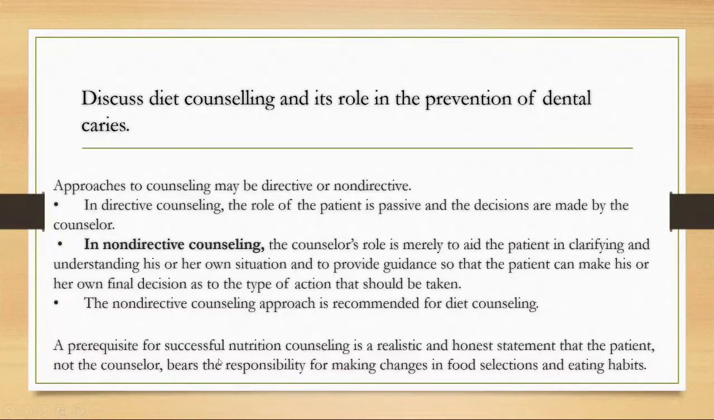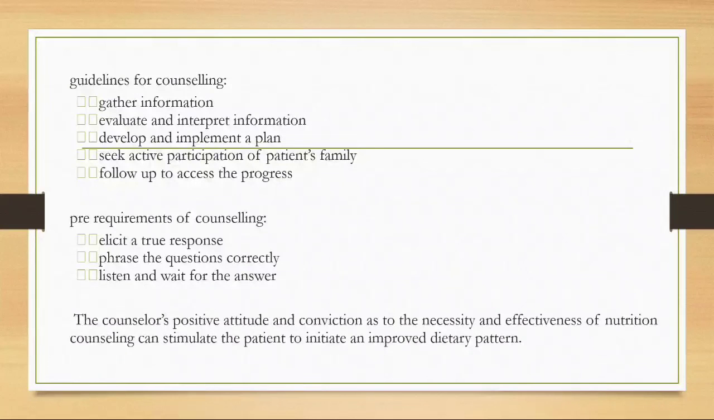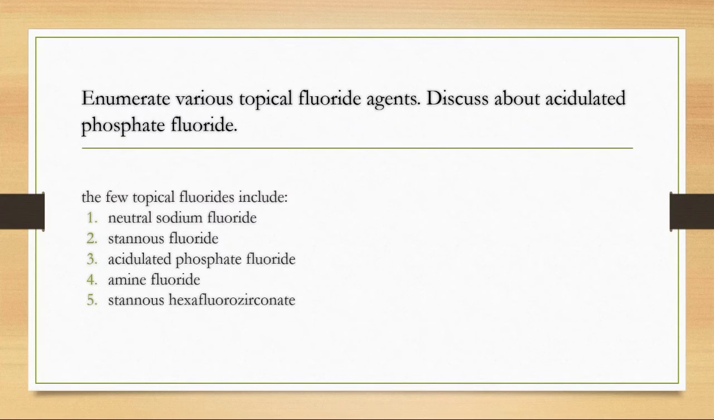A prerequisite for successful nutrition counseling is a realistic and honest statement that the patient, not the counselor, bears the responsibility for making changes in food selection and eating habits. So first we need to gather information, then evaluate, then develop a plan, then seek active participation of the patient's family, then follow up. Follow-up is very much vital because the patient has a tendency to change the habit, but there will be relapse. So we need frequent visits to make it a habit.